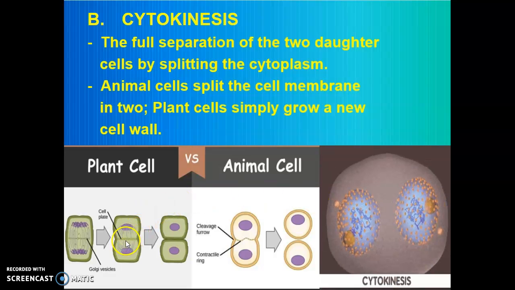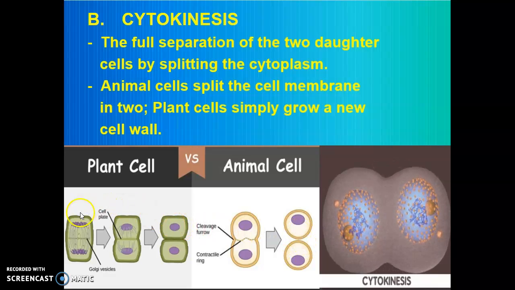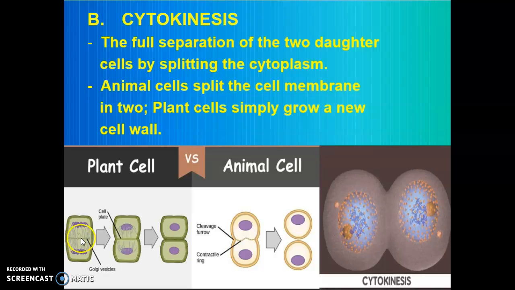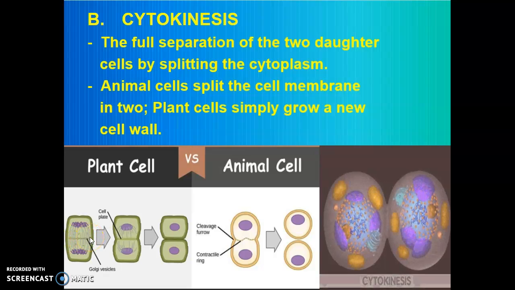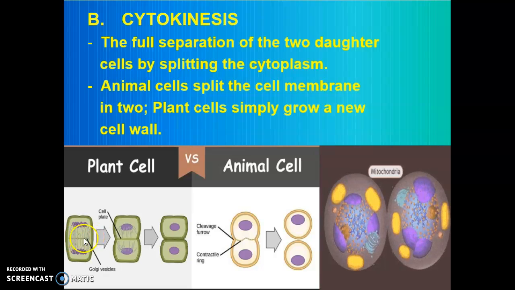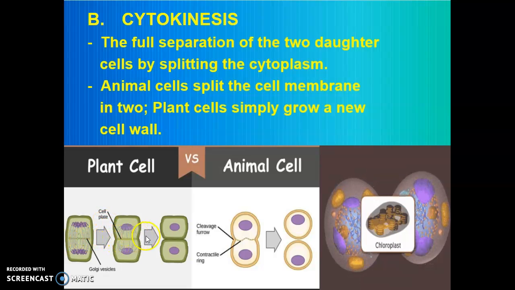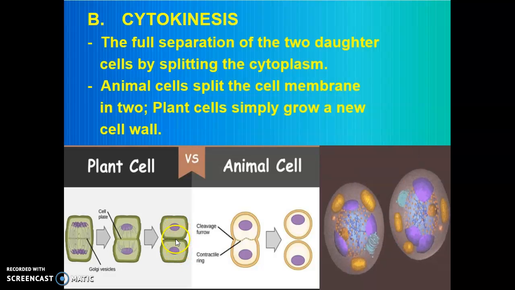In plant cells, they do divide in half, but they don't fully separate into two individual cells. What plant cells do is they start to grow a new cell wall. They're not pinching the cell membrane in half. They just grow a new cell wall, sometimes called a cell plate, and that will officially separate the two daughter cells into individuals. However, they're still connected by a thick cell wall.